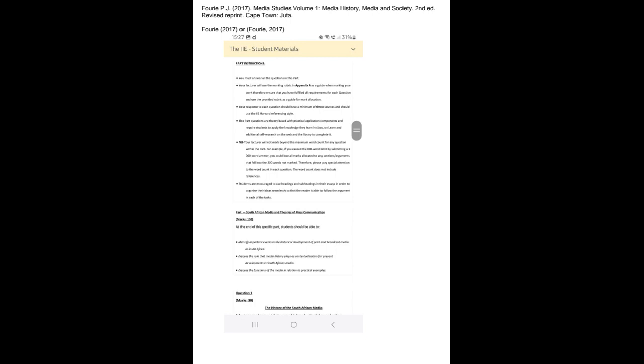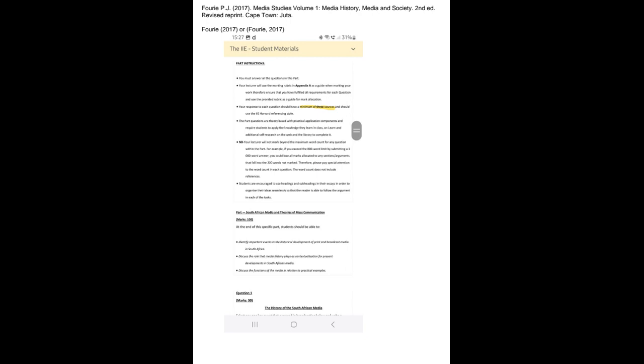So I was trying to highlight, if you include 10 sources, if you include 20 sources, whatever it is, that is absolutely fine as long as you've got that minimum of 3. So that is obviously your textbook plus 2 others per question.